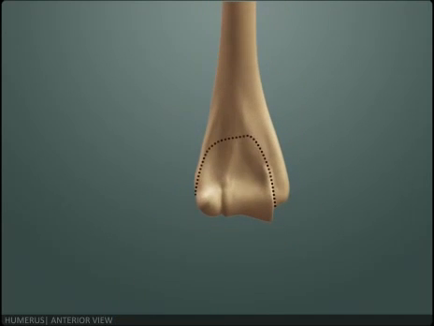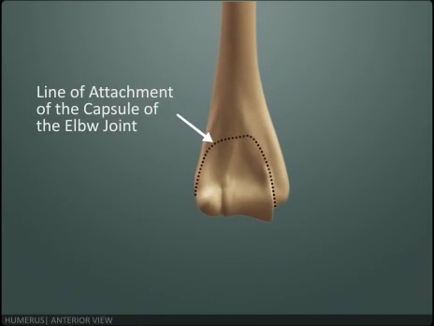Remember that the coronoid and radial fossae lie inside the capsule of the elbow joint, but are separated from the joint cavity by fat and synovial membrane covering.